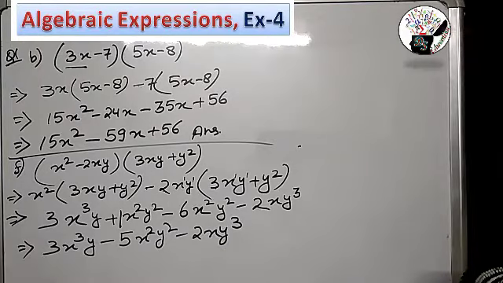Got the point? Now what is the answer? 3x cube y minus 5x square y square minus 2xy cube. This is your answer. Okay, moving to the next question now.